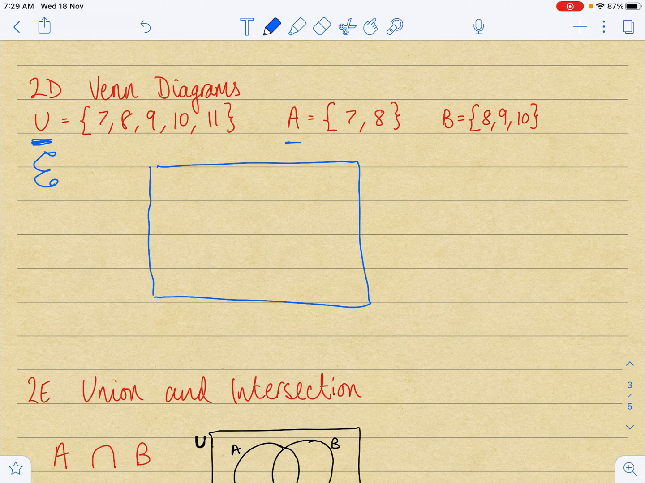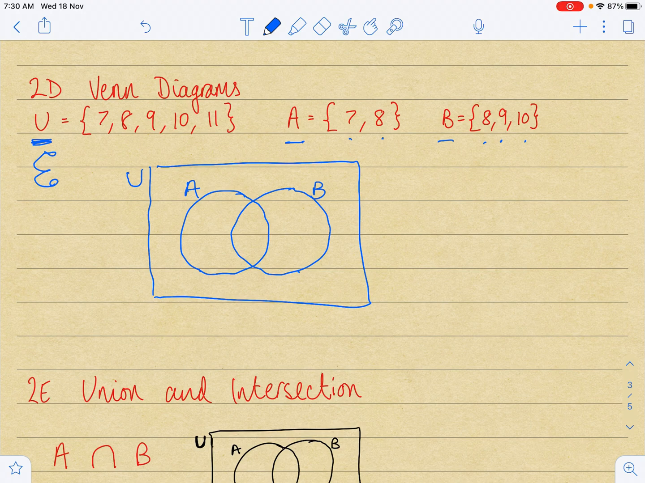Then here I've got set A and set B. Set A is the numbers 7 and 8, set B is 8, 9, 10. So I draw a circle for each one, and they have an overlap in the middle there. And I just label that up A and B. So my universal set is everything in the rectangle. A is everything in this left circle, B everything in the right.